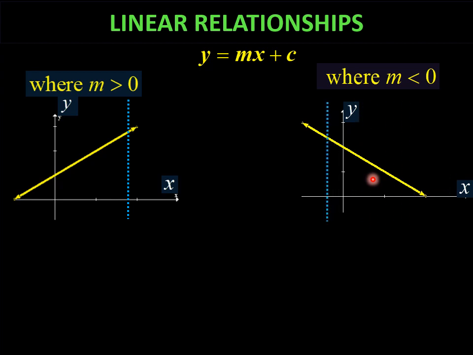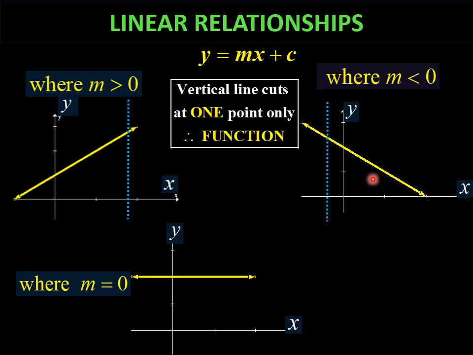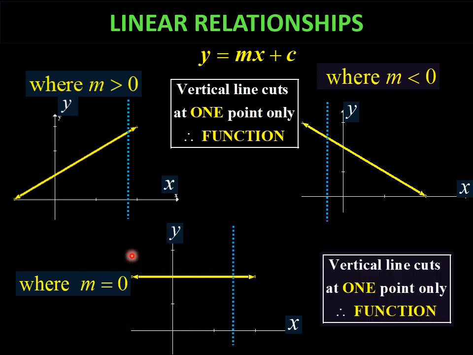Also cuts it once, so that's a one-to-one. Let's take a line where the gradient is not positive nor negative, but it's 0. So we have the horizontal line. Remember the one we had earlier, f(x) equal to 2. So let's use the vertical line. The vertical line cuts it once. So that one there also cuts it once. So it's also a function.